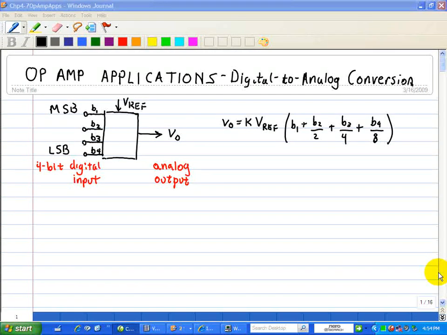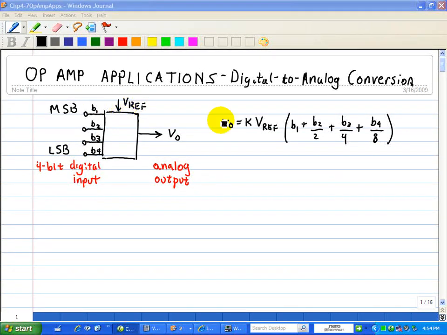The first application is digital to analog conversions, or DAC. Here we know that the DAC is a mixed signal device with a multi-bit binary input. So here we have a 4-bit input in this example, where B1 is the most significant bit and B4 is the least significant bit. So we have a 4-bit digital input, goes through this conversion process to yield an analog output, VO. And part of the input is a V reference signal.